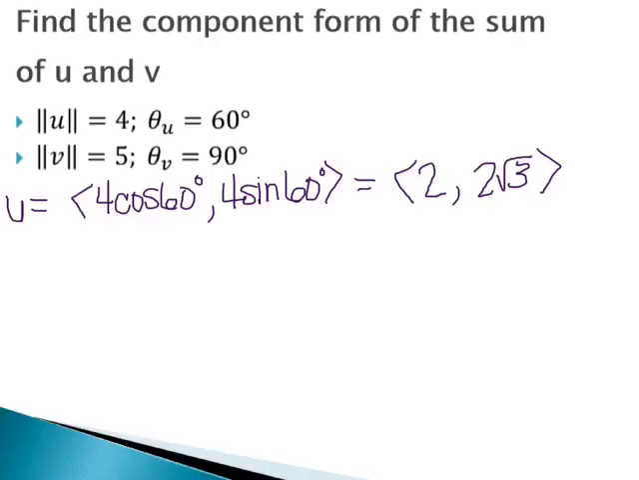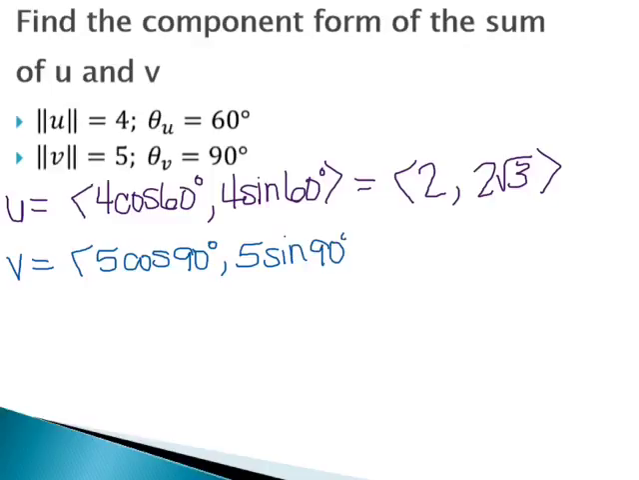Okay. All right, vector v. Vector v has a magnitude of 5 and an angle of 90 degrees. So our horizontal component is going to be 5 times the cosine of 90, and our vertical component will be 5 times the sine of 90. Well, we know that the cosine of 90 degrees is 0, so 5 times 0 is 0. And the sine of 90 degrees is 1, so 5 times 1 is 5.